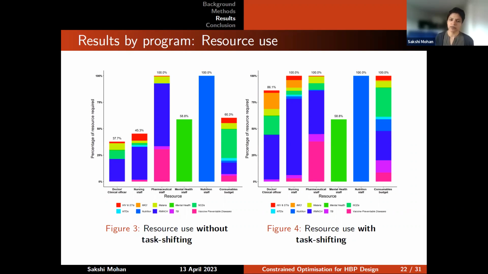Across the two scenarios, we see that RMNCH and NCDs command the largest proportions of doctor and nurse time. In the task shifting scenario, IMCI also comes up. Vaccines command a significant proportion of pharmacist time. Such an analysis can help inform both resource planning, but also understand where gains can be made in terms of improving the efficiency in the use of staff time.